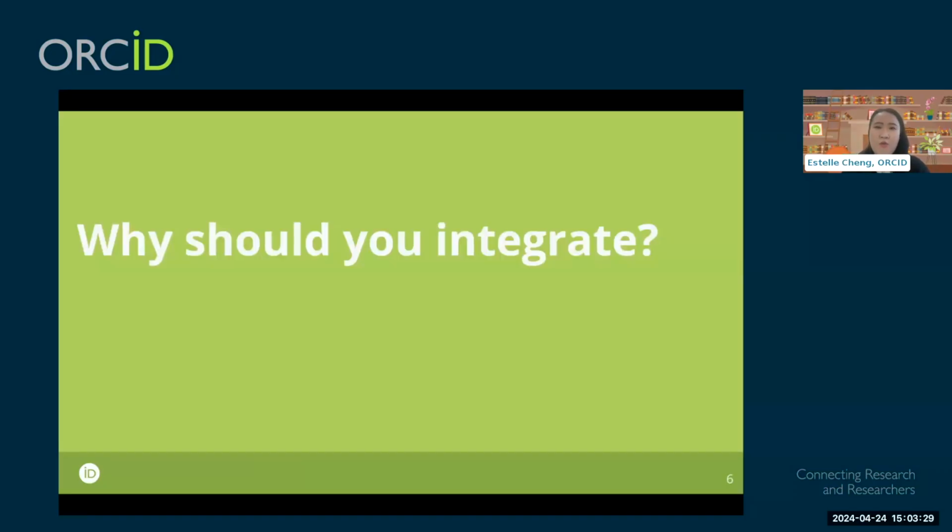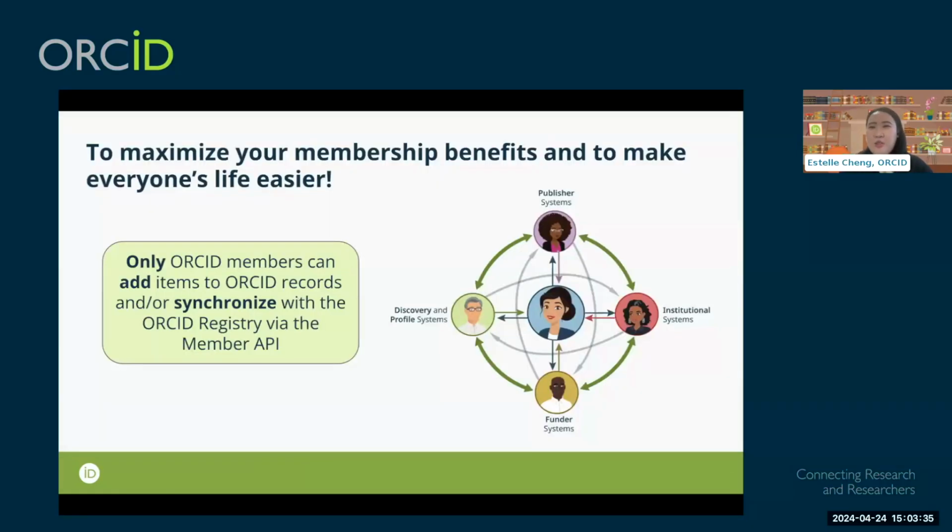So let's start from why. It's important to ask why you should integrate as an ORCID member. The answer is very straightforward and simple. It's to maximize your membership benefits and to make everyone's life easier. Only ORCID member organizations can use the ORCID member API to add items to the ORCID registry, so ORCID records, and to synchronize with their systems.